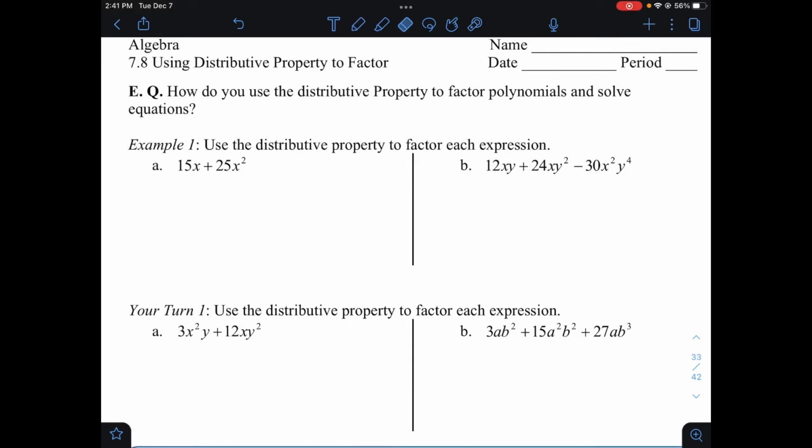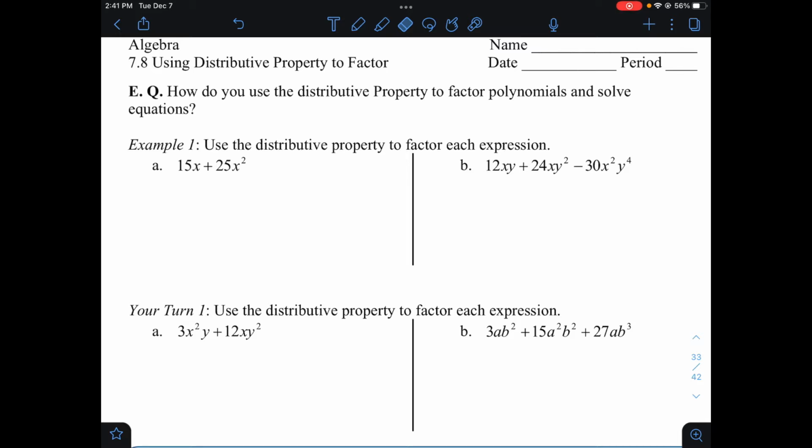All right, today's lesson, second to last lesson. I'm sure you guys are super excited. And it is the start of factoring. We're just going to be factoring by using the distributive property. So it's really just the opposite of distributing.